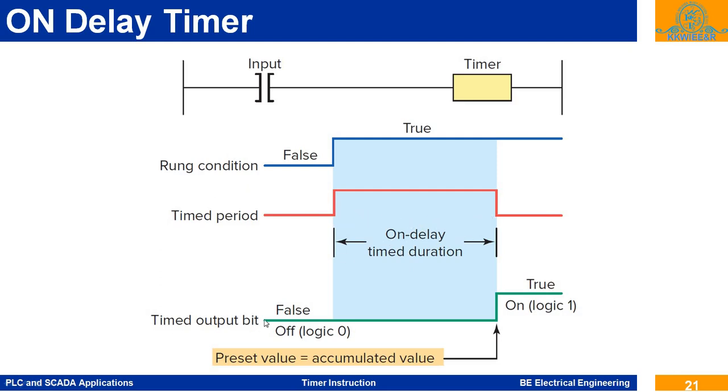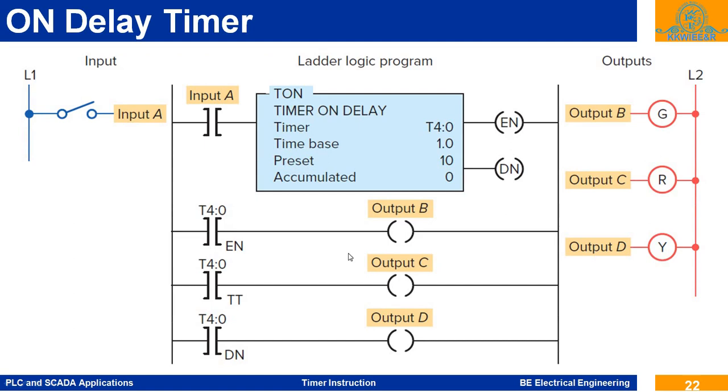Then what about the timed output bit? That is the done bit. When the accumulated value is equal to the preset value, your timed output bit is high, or it is set to 1. In this way, the timer accumulator and timer output bit work. Now we will see it in detail.